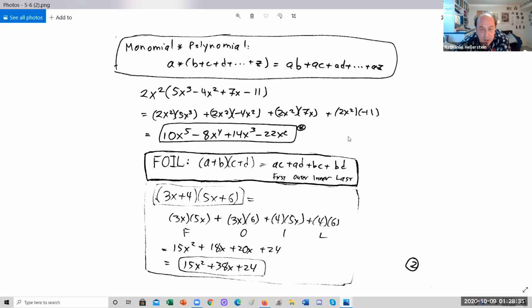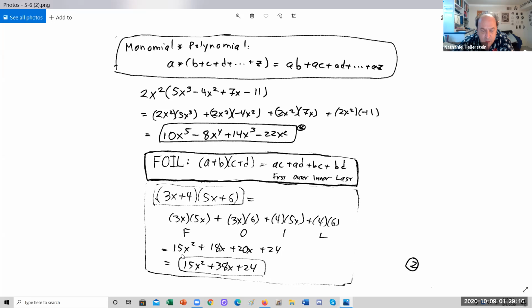Now, special case, the next one is FOIL. We have a binomial, 2 terms, times another binomial, 2 terms. And okay, I believe we've gone through this before. FOIL: you have first AC, outer AD, inner BC, last BD. So, example, 3x plus 4 times 5x plus 6. Well, first, 3x times 5x. Outer, 3x times 6, here. Inner, 4 times 5x, here. And last, 4 times 6, here.